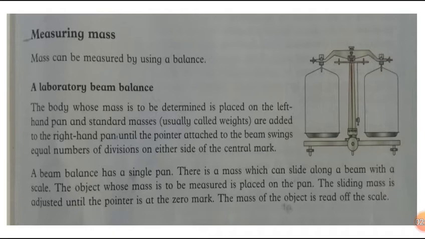In measuring mass, we use the laboratory beam balance. The body whose mass is to be determined is placed on the left hand pan, and standard masses, usually called weights, are added to the right hand pan until the pointer attached to the beam swings equal numbers of divisions on either side of the central mark.